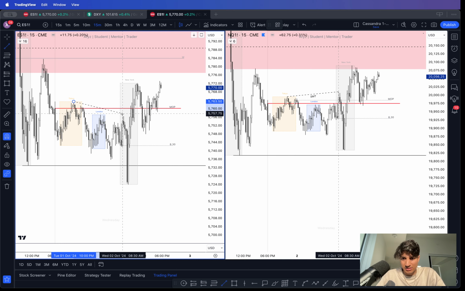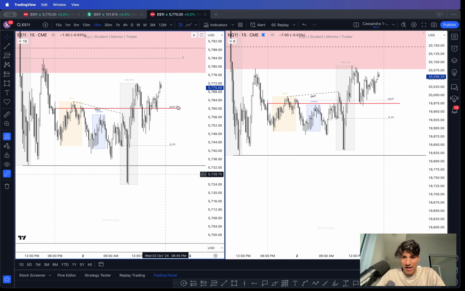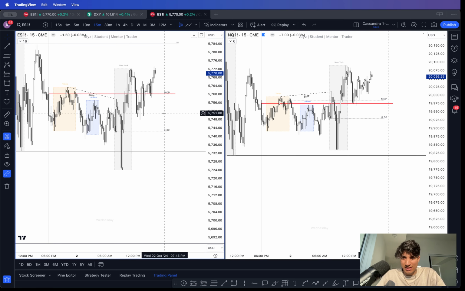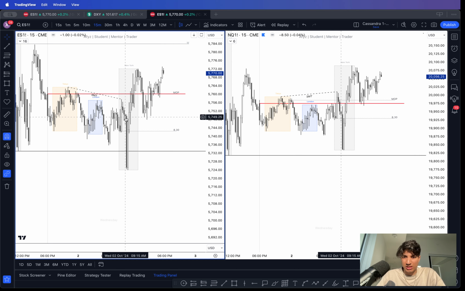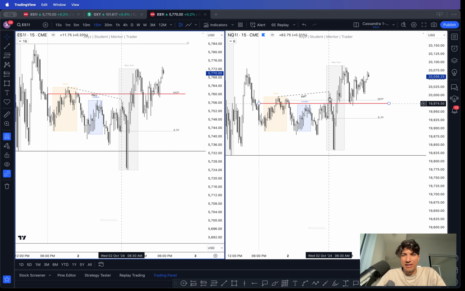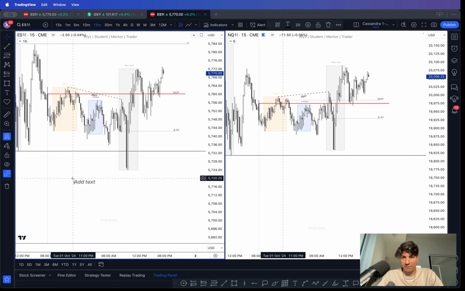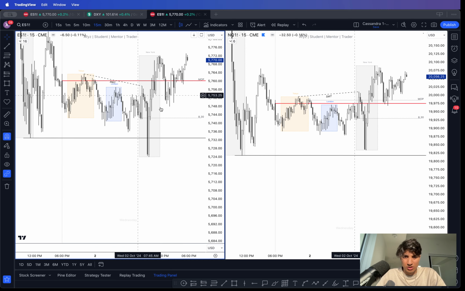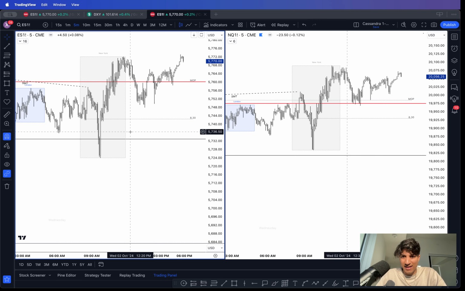Now this SMT divergence was at a key level I had marked out, this 4-hour opposing candle or order block. So once I saw this key level divergence, I was expecting 9:30 to act as the distribution lower because 8:30 manipulated higher. So the statement became, if 8:30 manipulates higher, 9:30 should distribute lower. Sorry for my spelling. That became my thesis.